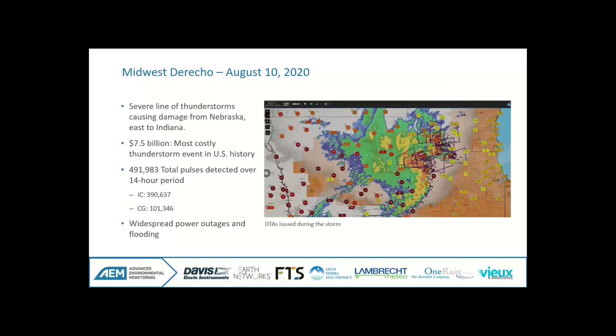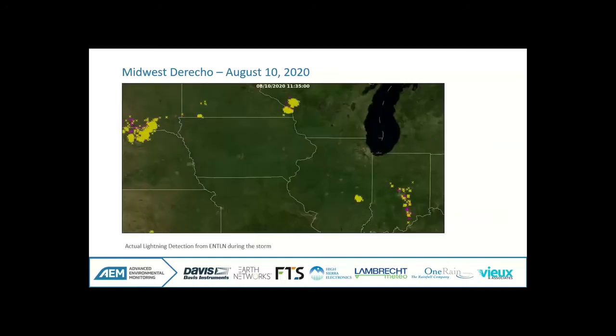390,000. Cloud to ground, over 100,000. Still very respectable, but the point is, this is why it's important to monitor total lightning in cloud and cloud to ground. Widespread power outages resulted from this, flash flooding events, and the storm, the derecho, that's a Spanish word for straight line winds. Well, this is a storm that races 60, 70 miles an hour.